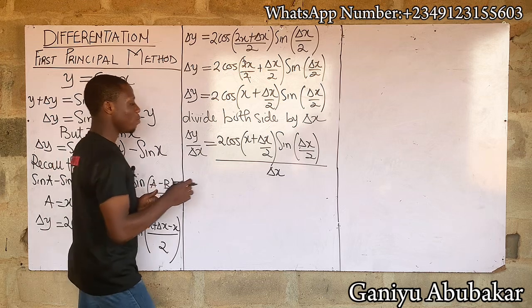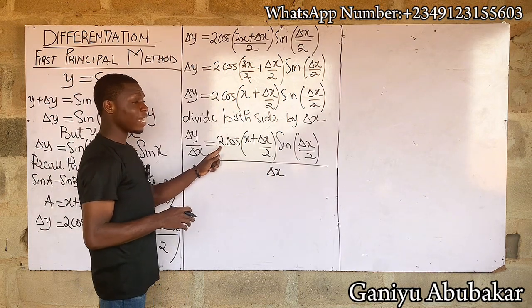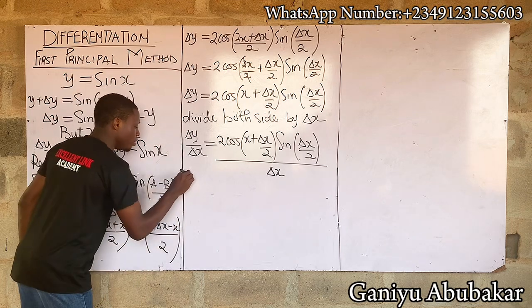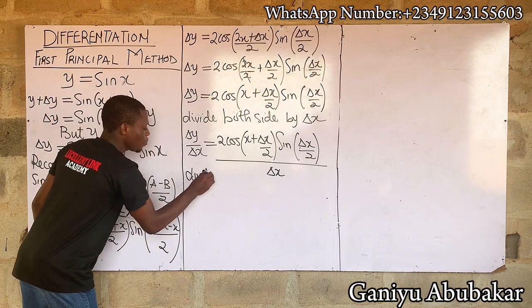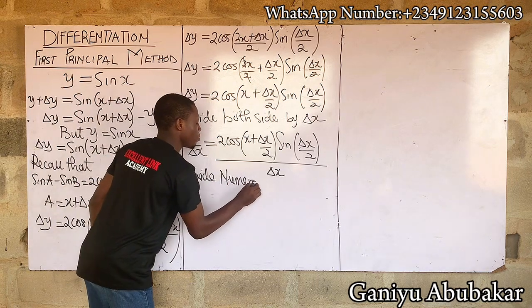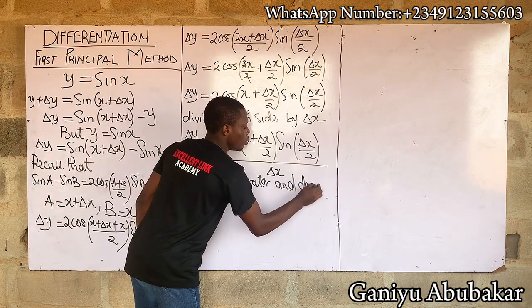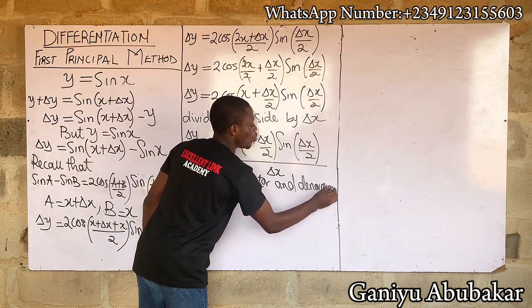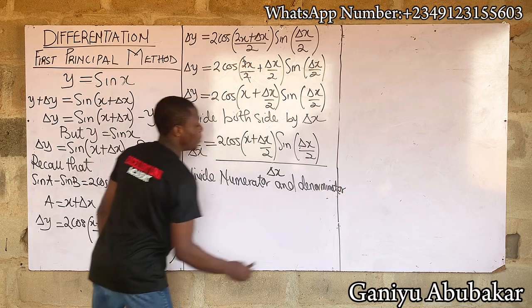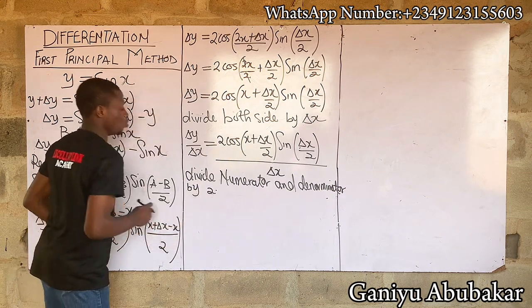At this point, my aim is to cancel out these two. Because of that, I'll try to divide the numerator and the denominator by 2.